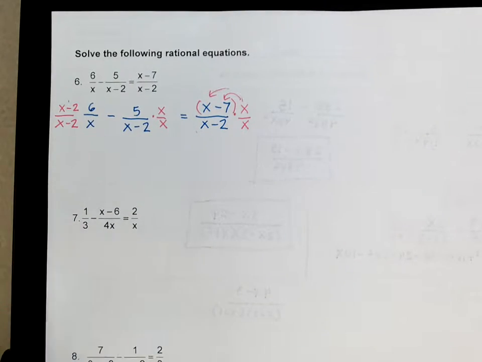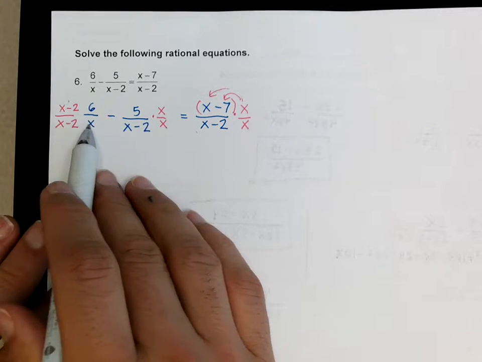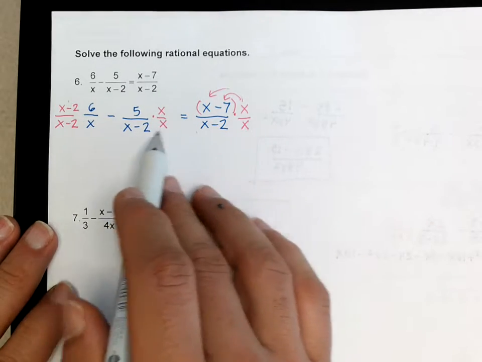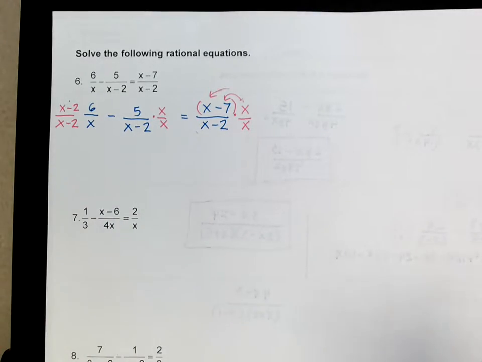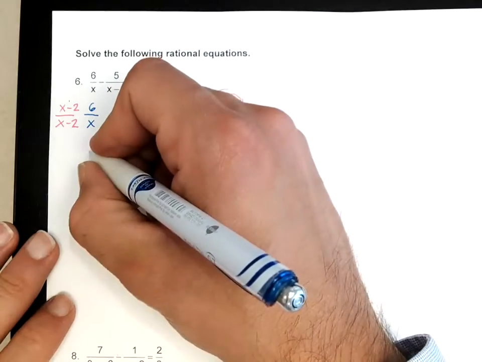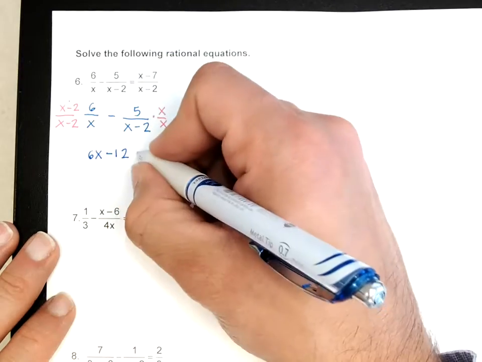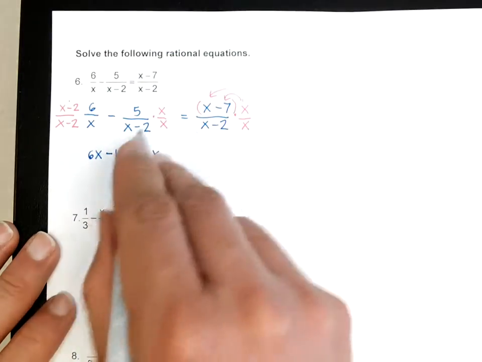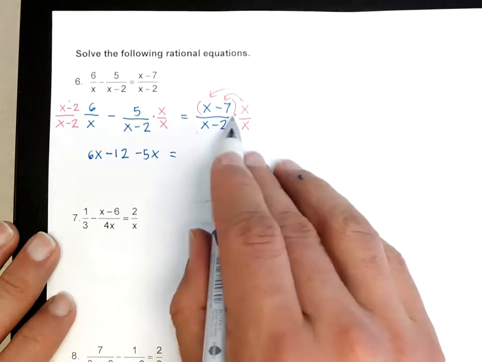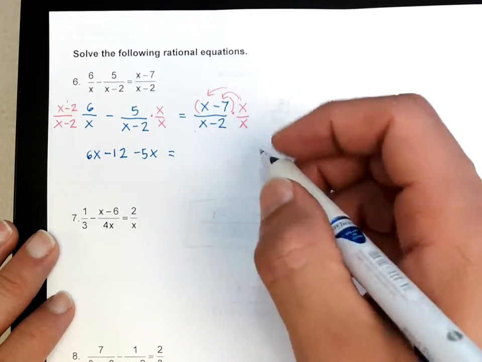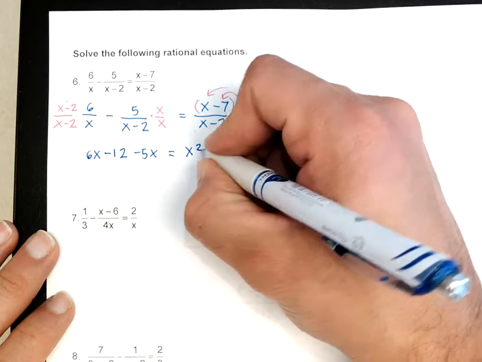Because this is a solving one, remember that if I multiply both sides times my common denominator, the denominator is going to cancel out. So once you are sure that you have the same thing here, here, and here, you don't have to do the denominator anymore. So this is going to be 6x minus 12 minus 5x. Notice that I'm multiplying here. And that's going to be equal to, distribute here, x squared minus 7x.